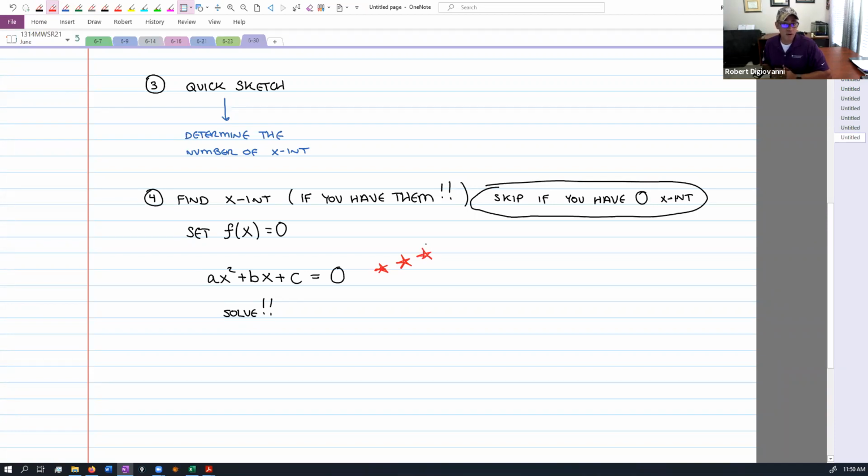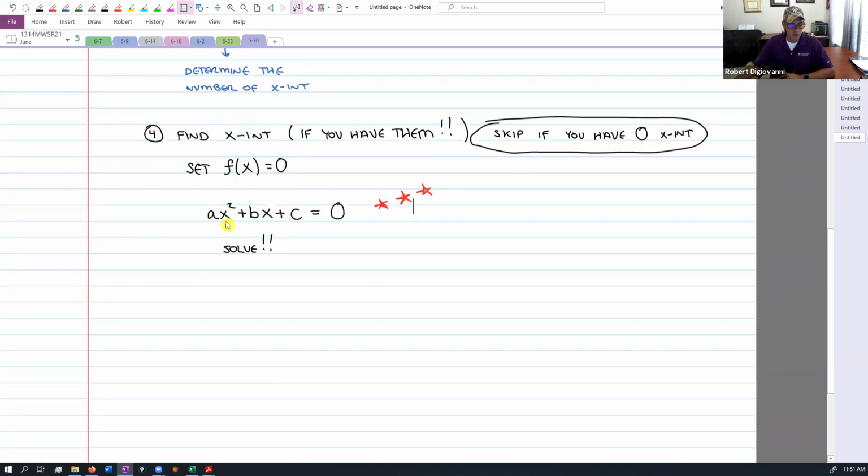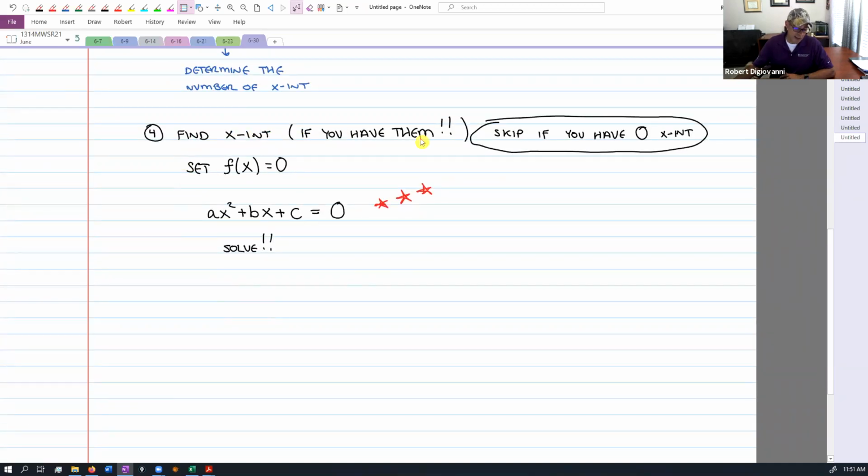And there's multiple ways to solve quadratic equations. There's a bunch of different ways. And so depending on you and your background, I don't know where you're going to be with this. But I promise you, I will give you something that you will be able to solve it no matter what, as long as you have a calculator with you, okay? So we will find the x-intercepts if we have them. We're going to skip this step if we don't have any. And then we move on to step 5, which is to find the y-intercept.